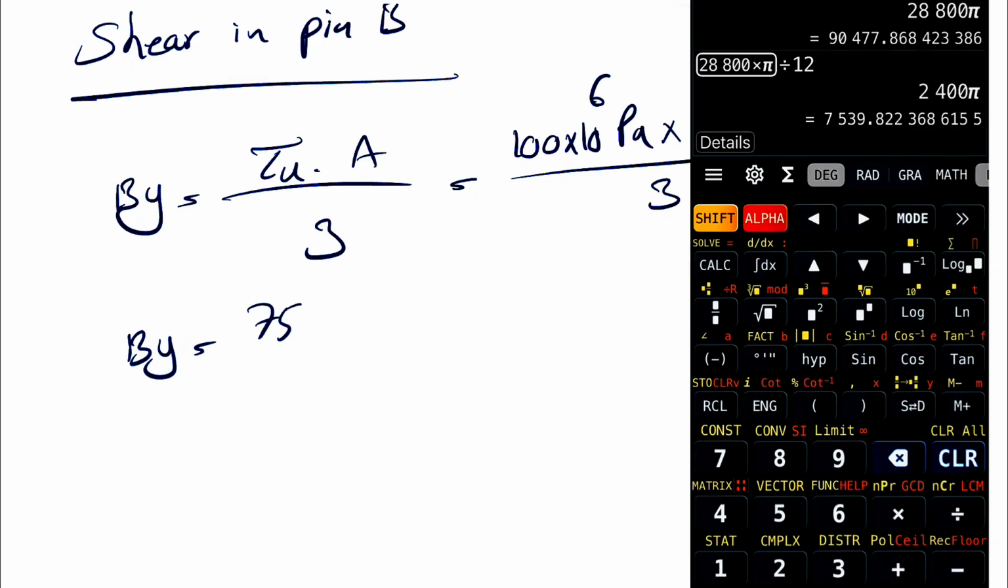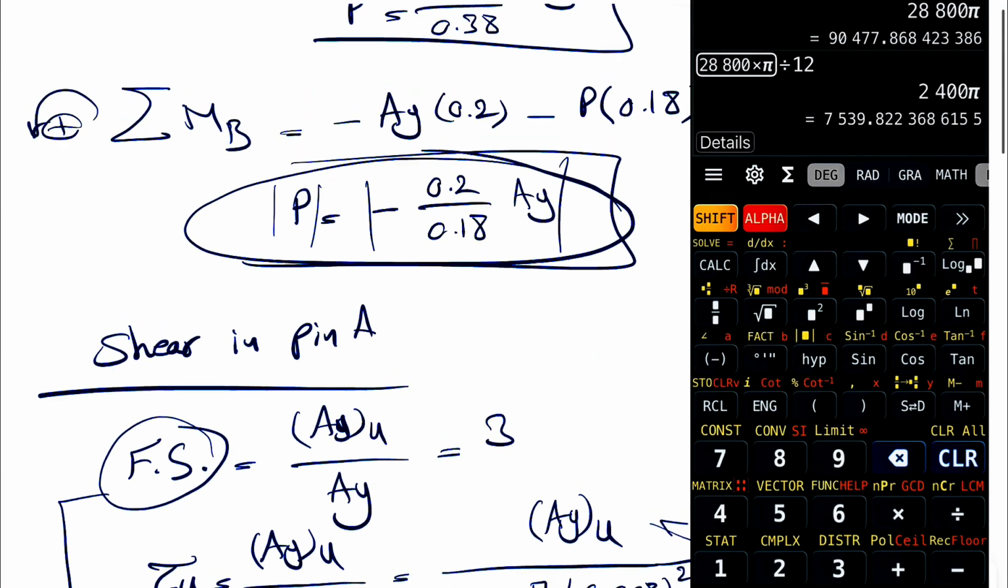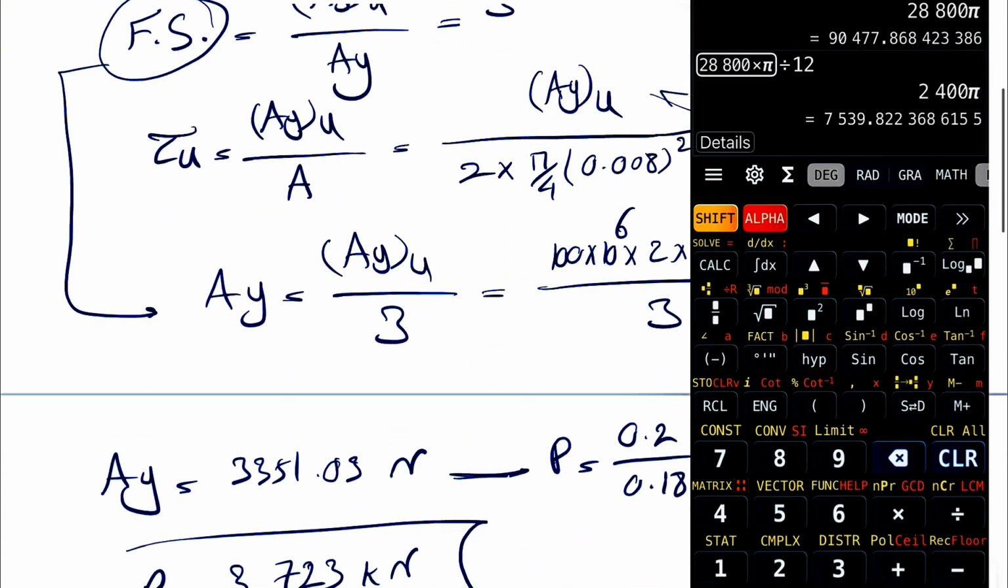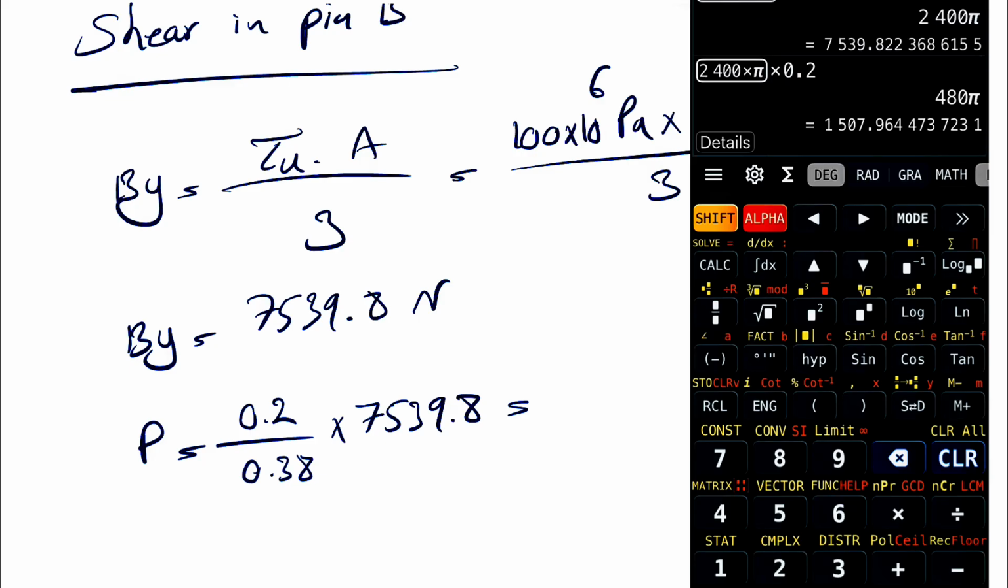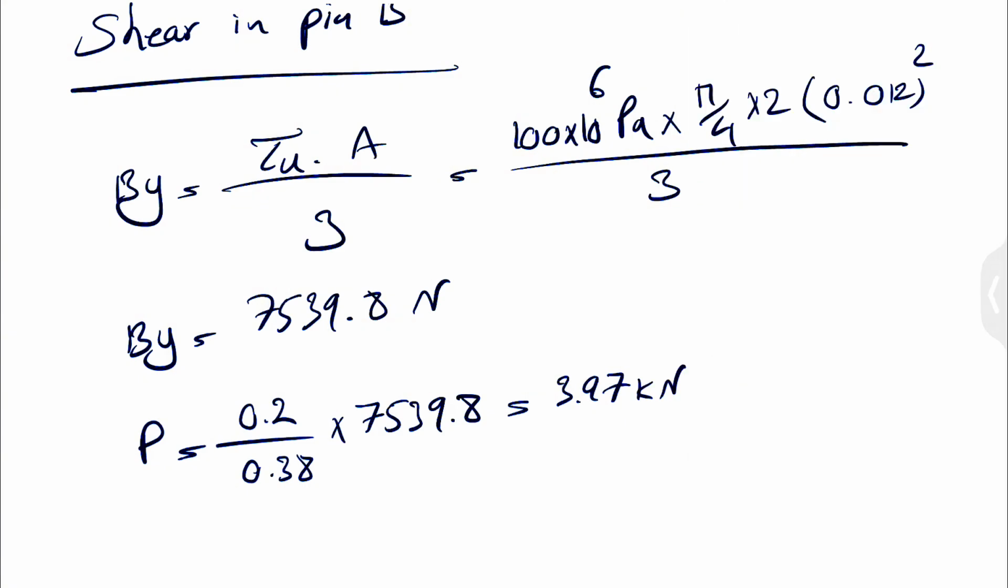That's going to be 7,539.8 Newton. And if we want to find P, let's get back to our P. So this is our P based on By, 0.2 divided by 0.38 times 7,539.8. So let's just multiply this by 0.2 divided by 0.38. That's going to be, if you divide it by 1,000, 3.97 kilonewtons.